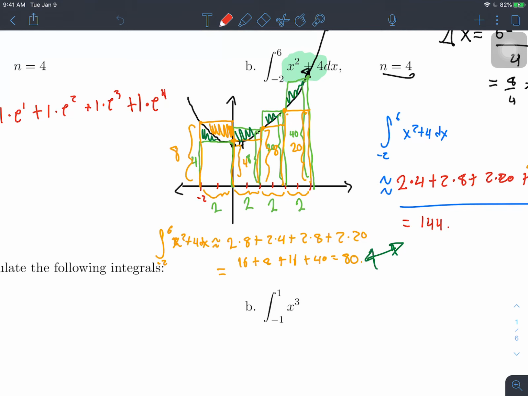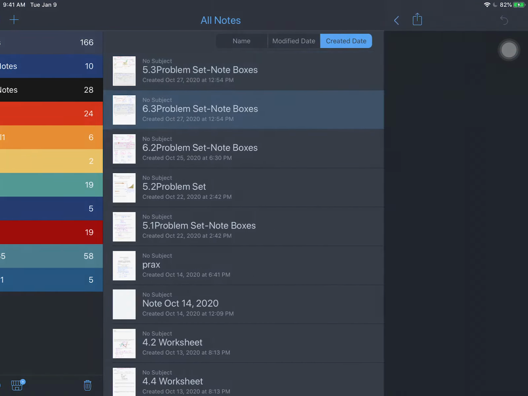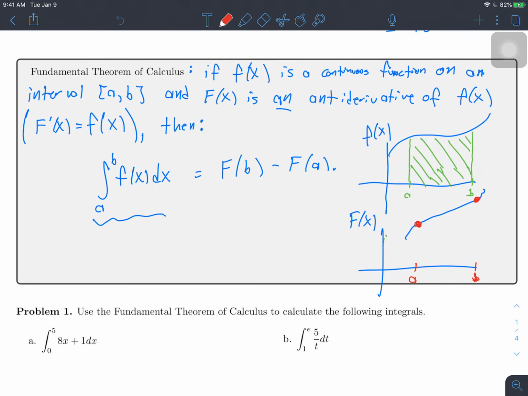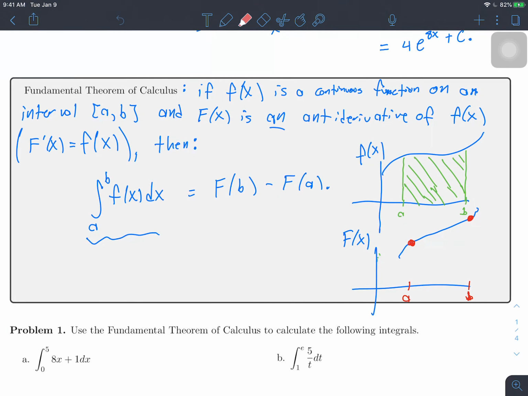Yes, Kevin? But then, what do we use for C? Great question. So let me go to an example. Actually, let me talk about the definition a little bit more. The question you're asking has to do with this word right here, an antiderivative. Any one will do. And here's why.